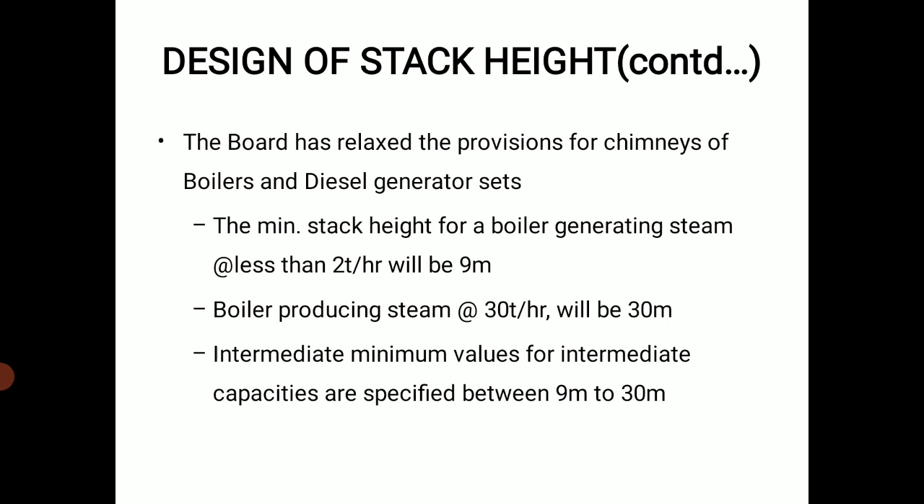And the board has further provided provisions in case of chimneys of boilers and diesel generators. So in case of a boiler generating steam at the rate of less than 2 tons per hour, the minimum stack height should be 9 meter, and if it is at the rate of 30 tons per hour, then a minimum height of 30 meter is required, and if the capacity is in between these two values, then adopt a height in between 9 meter and 30 meter.